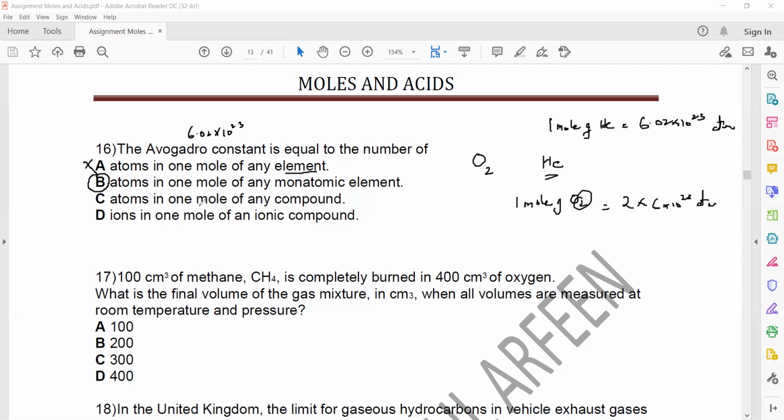What about option C? Atoms in 1 mole of any compound. That's wrong because the compound may have a different number of atoms, so totally wrong. Option D: ions in 1 mole of ionic compound. That cannot be true because if you have 1 mole of NaCl, it contains sodium ion and it contains chloride ion. So the ratio of molecule to ion is 1 is to 2. So it will not be correct.